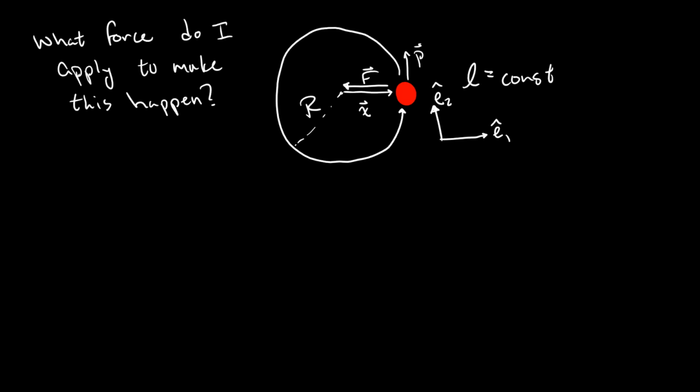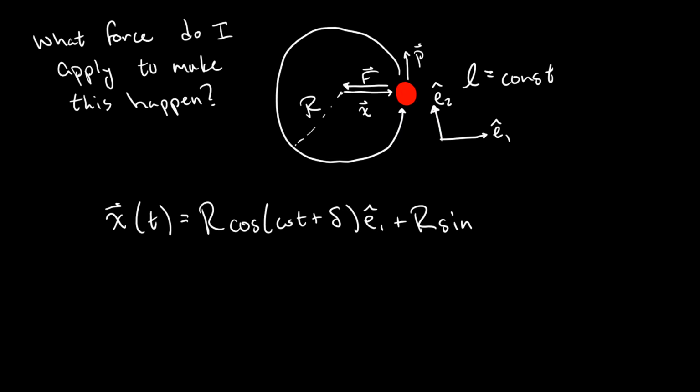Okay, so in this case, I can just write down the position vector. The position vector isn't too hard to write. And this is just going to be r cosine of (omega t plus delta) E1 hat plus r sine of (omega t plus delta) E2 hat. Actually, I'm going to rename delta to something a bit more intuitive. I'll call this phi 0.